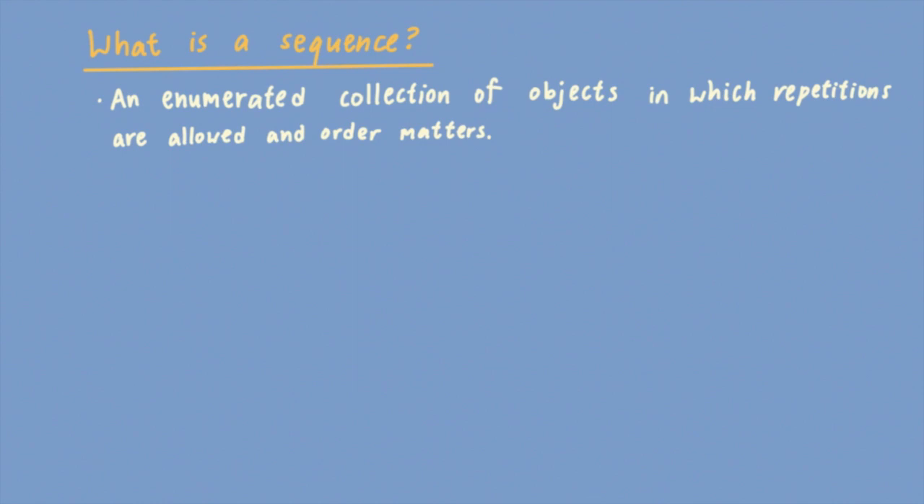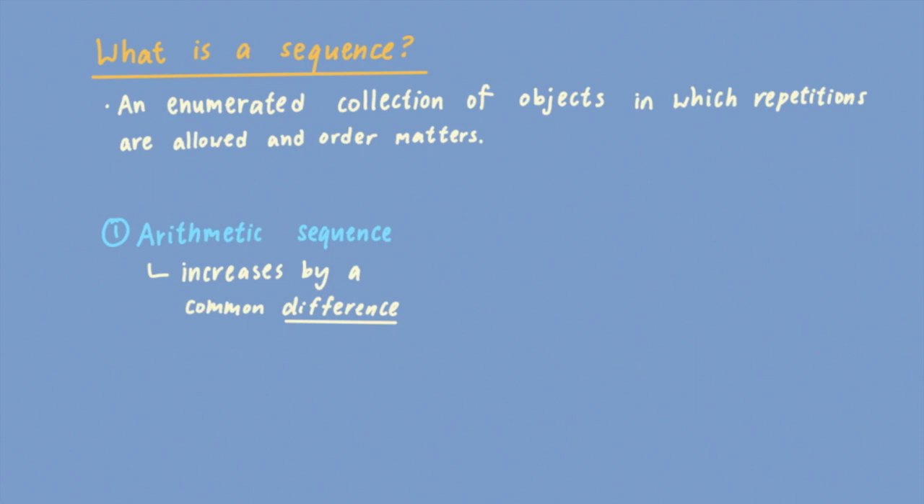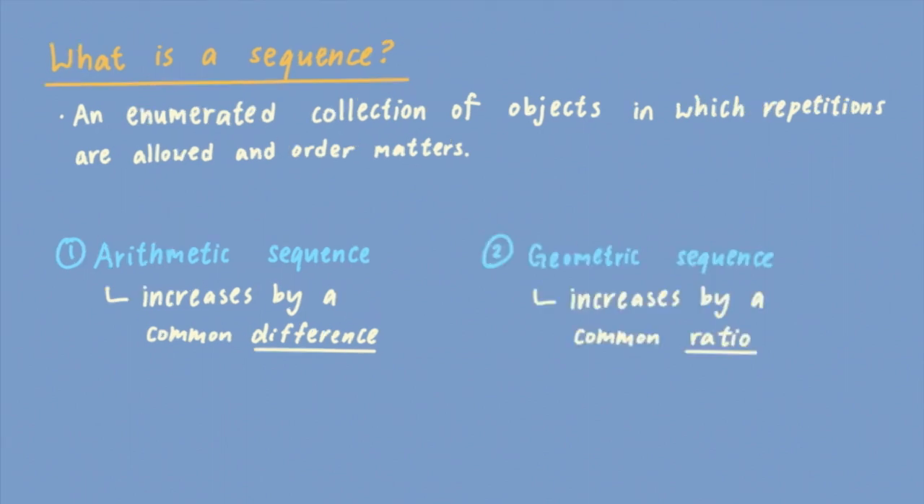A sequence can be defined as an enumerated collection of objects in which repetitions are allowed and order matters. In mathematics, objects are just things that have been formally defined or can be formally defined. In other words, sequences are just some numbers placed in some order so that they have a correlation. There are two main types of sequences that we will be briefly talking about in this video: the arithmetic sequence, which is when each term increases by a common difference, and the geometric sequence, which is when each term is increased by a common ratio.